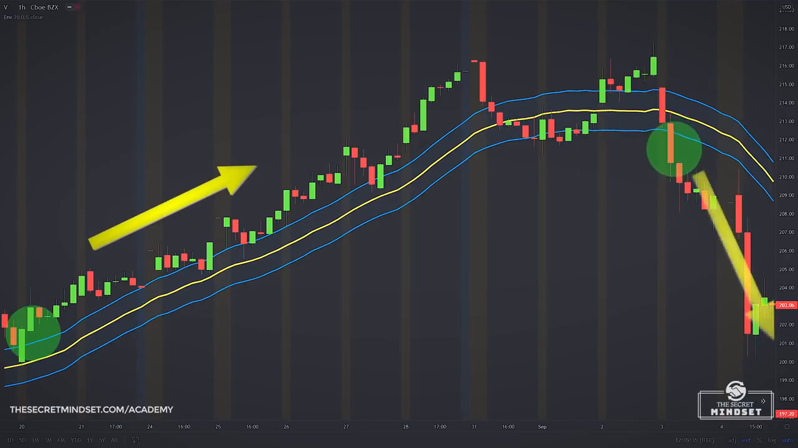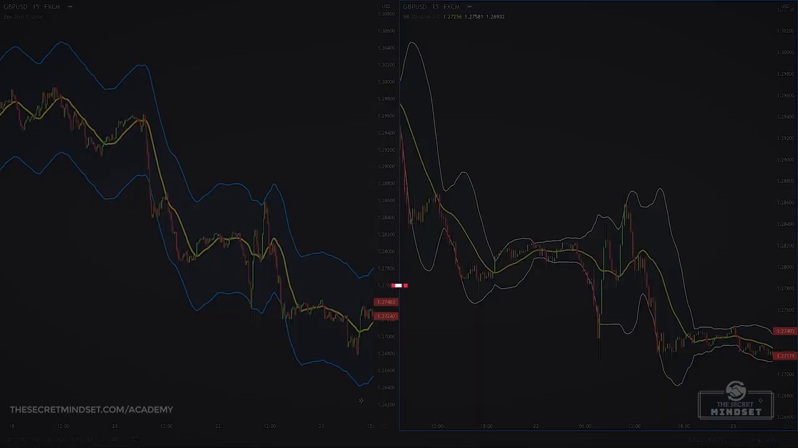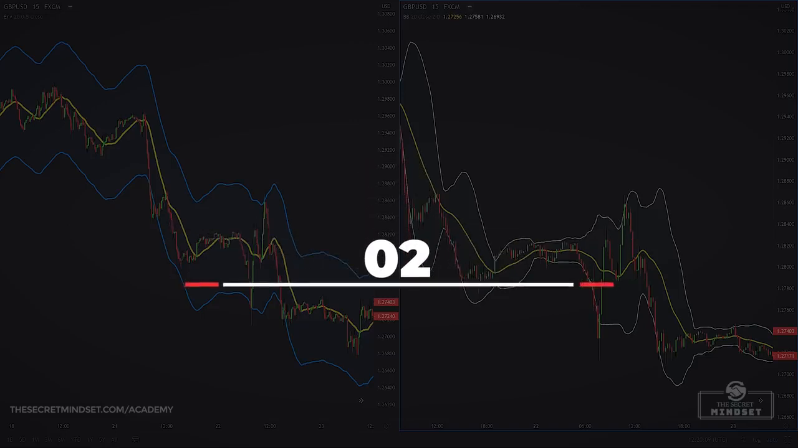A strong move below the lower envelope signals weakness that can foreshadow an extended downtrend. Remember, if you want to chase breakout moves, use narrow envelopes. Now, the majority of price breakouts don't go on to form new trends. They will instead more frequently revert back into the previous price range.